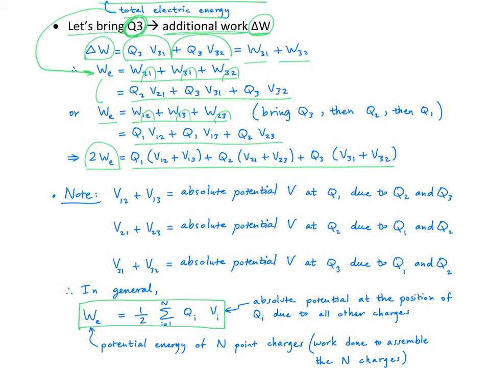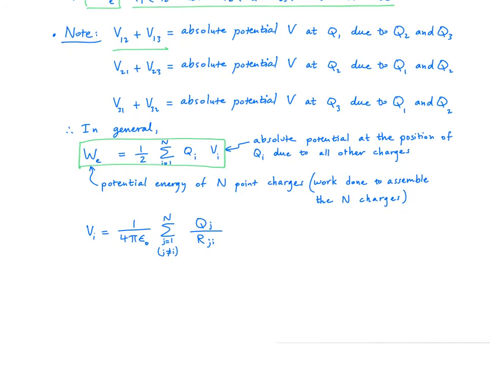So we need to note that this expression equals the absolute potential V at Q1 due to Q2 and Q3. So an absolute potential at a specific charge due to all the other charges is represented as V of that charge and other charges. The combination of these possible potentials or absolute potentials. Okay, so this is a very important rule that we've reached, in the sense that this is how we measure energy in an electrostatic field.